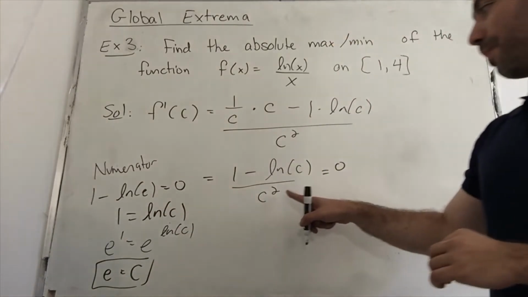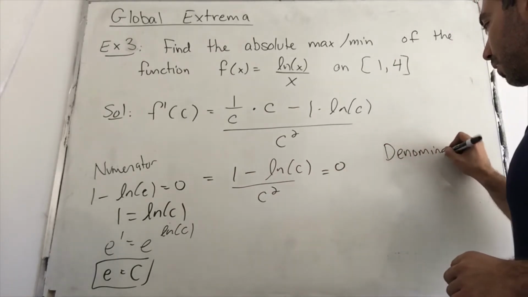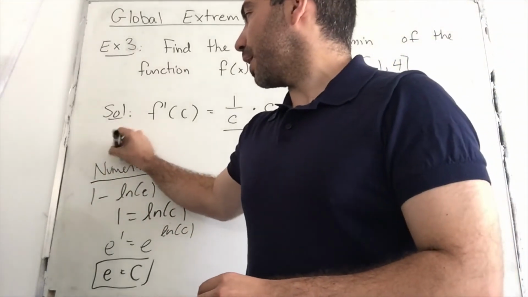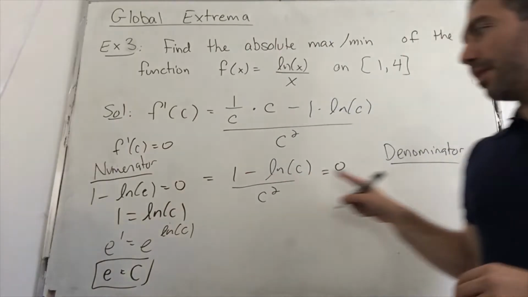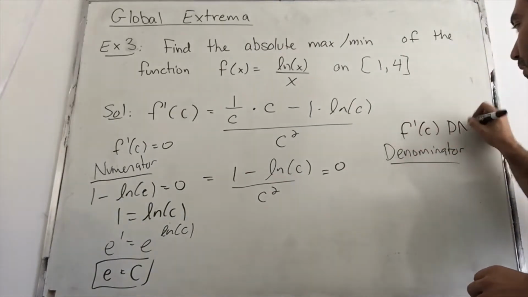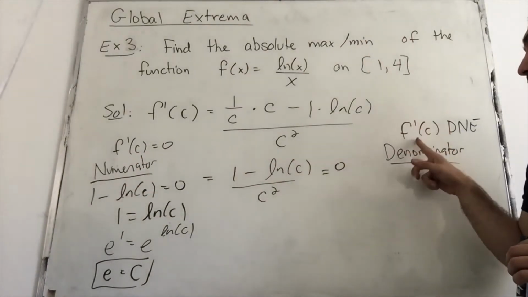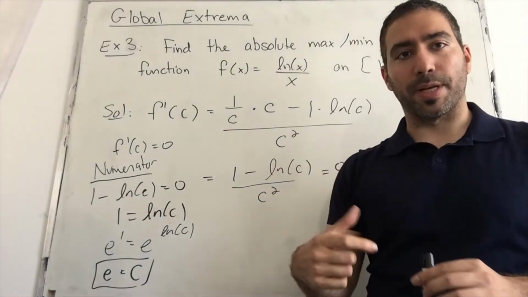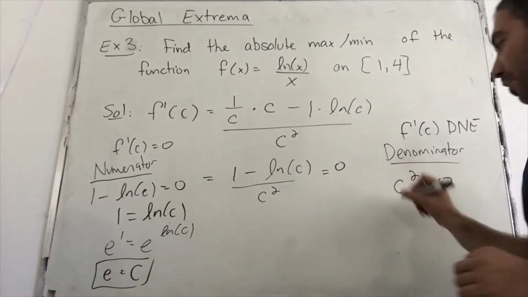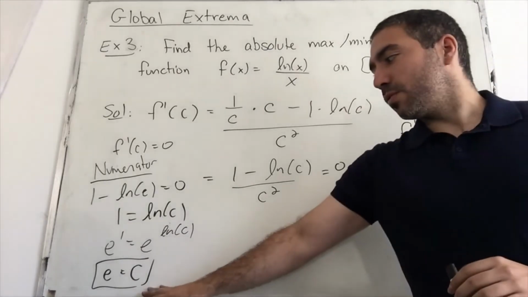Now we have to check the denominator. Recall, I'm using the numerator and the denominator because the numerator equal to 0 is when f prime of c equals 0, and the denominator equal to 0 is when f prime of c does not exist. Those are our critical values. When f prime of c equals 0, we focus on the numerator when you have a fraction. And when f prime of c doesn't exist, you're looking at the denominator. So the denominator here, we have c squared, and we set that equal to 0. Square root both sides gives us c equals 0. So we have c equals e and c equals 0.